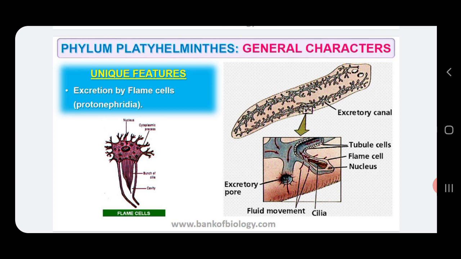Okay, these flame cells, they are responsible for excretion. They are called flame cells, or protonephridia. The flame cells are going to absorb excretory products from the body. The picture shows how the flame cells are present, and how they absorb excretory products from the body and pass them to the excretory canal or the excretory pore.